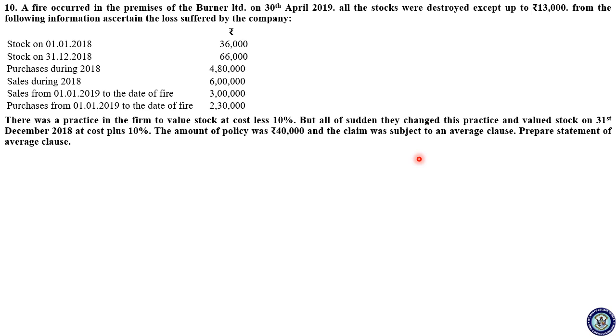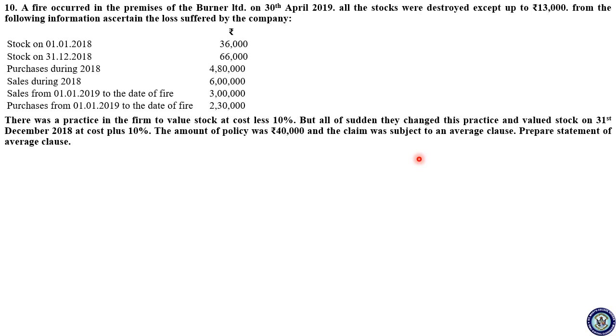So you have to copy down this problem, then you have to solve it till the statement showing the loss of stock, that is, the actual loss of stock. Till there you have to solve, using the average clause formula, and I am going to tell you the answers. If you are clear with that, you can solve it also. You can complete the problem and just wait for the answer.